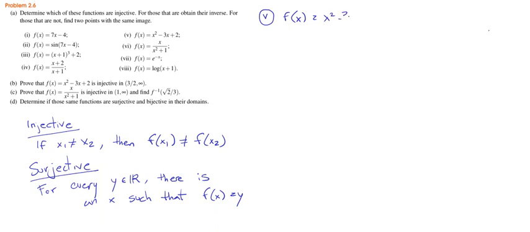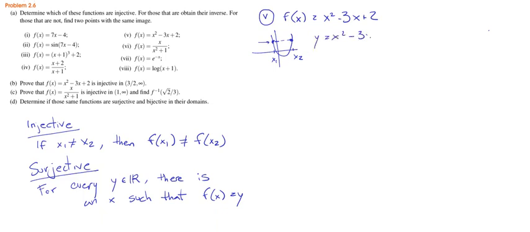x squared minus 3x plus 2. Okay, so this is a parabola, and if you know anything about parabolas, you will know that parabolas are not injective. If we have this value of y, you have two different values of x that will give you the same value. This is all kind of obvious if you know what parabolas are, but how to prove this more rigorously.